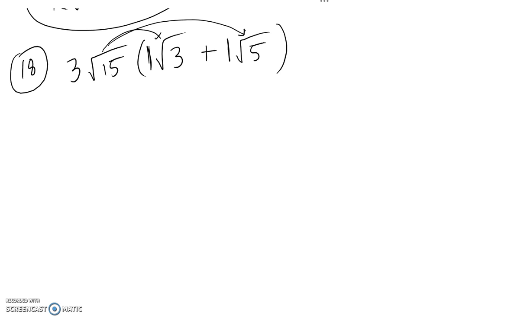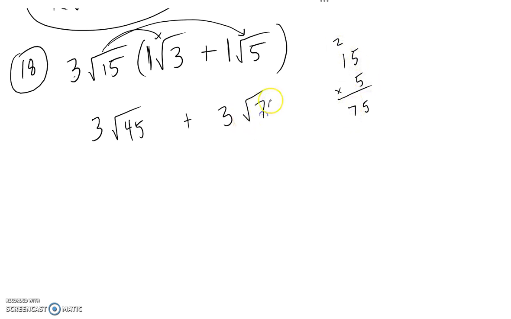I'm going to use the distributive property right here. So multiplying the coefficients, this would be 3 square root of 45. Multiplying the coefficients here, 3 times 1 is 3, and then 15 times 5. I know you guys all know your 15s, but I'm going to do this for your benefit. 25, carry the 2, 75. 3 square root of 75.